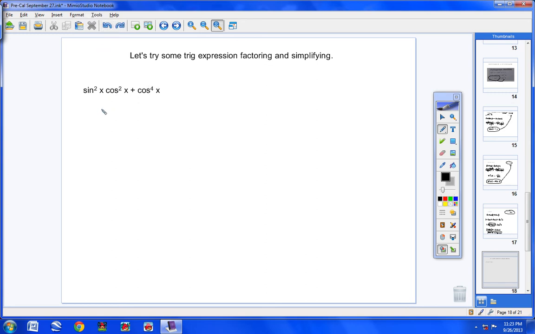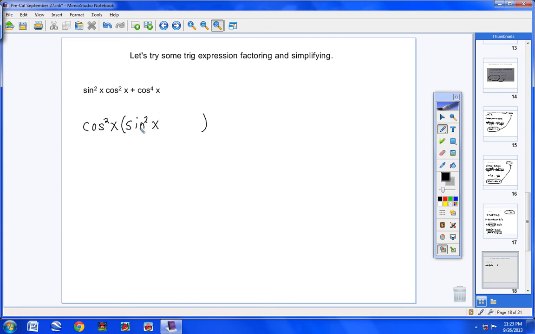The most I can pull out would be 2, so I'm going to pull out what's common, so I'm going to pull out cosine squared. Now when I do that, let's see what we're left with inside the parentheses. Cosine squared times something gives me sine squared cosine squared. Well, that would be sine squared. Think about that for a second, guys.